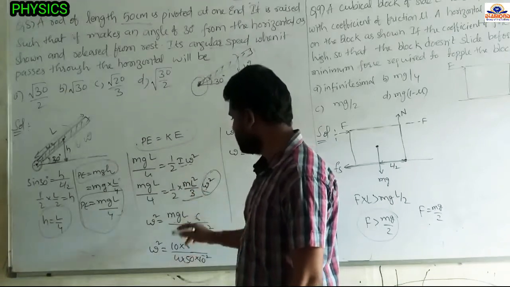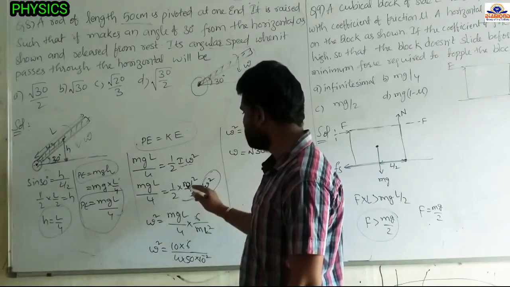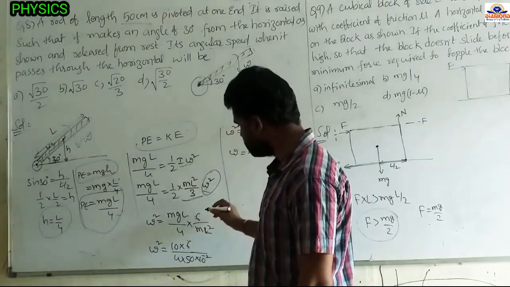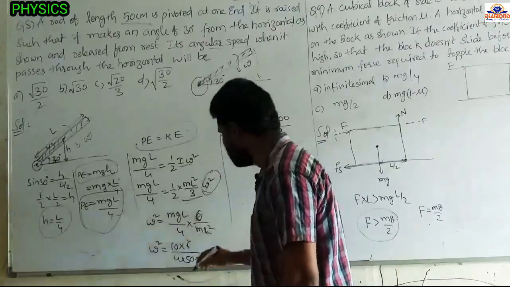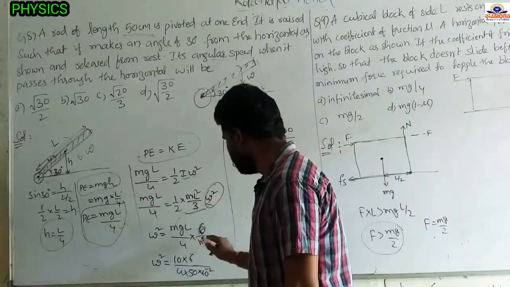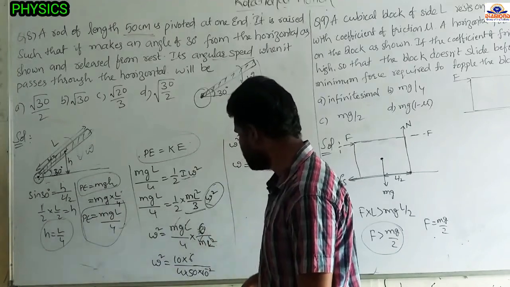Send this one to this side. mgl by 4 into 2 into 3 is 6, so we will get 6 by ml square. Okay, m into l. Now this m will be cancelled, and 1 l and 1 l will be cancelled.